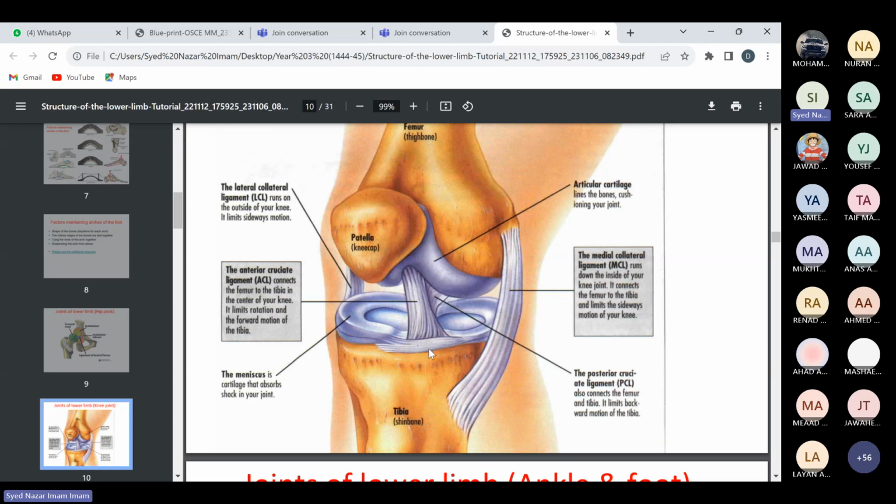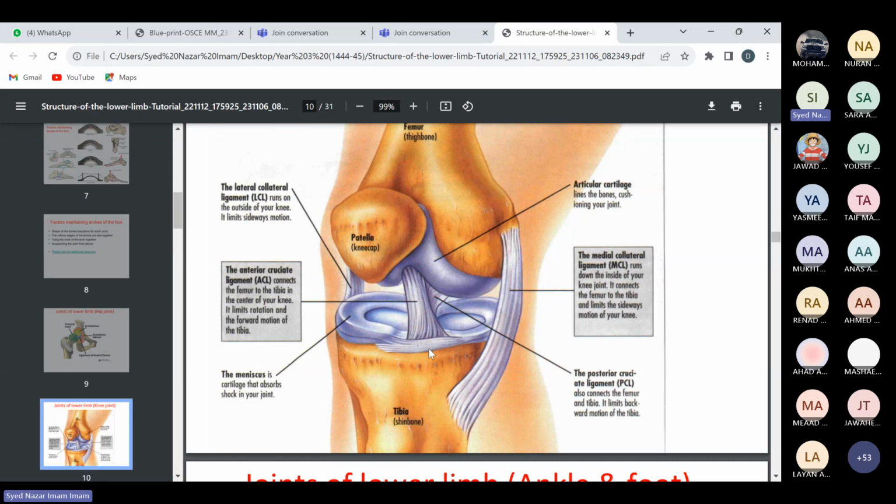This is a modified hinge joint, and we have mainly two types of movement. One is called extension of the knee joint and one is called flexion of the knee joint. So you have to know, and you might be asked to demonstrate this movement in your exam. They'll ask you, please demonstrate on yourself the extension of the knee joint. So you have to know how to do this. Similarly, you have to know how to do the flexion of the knee joint.